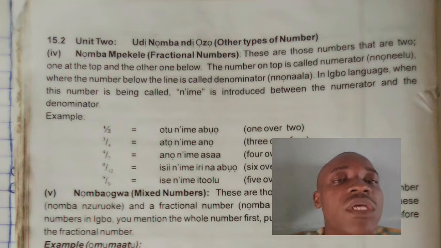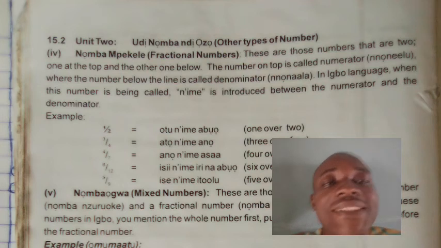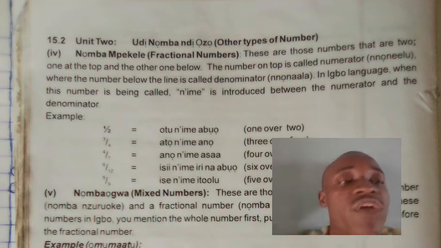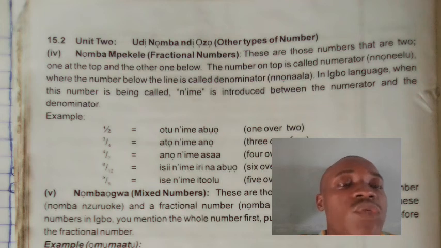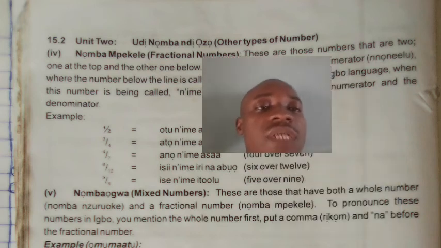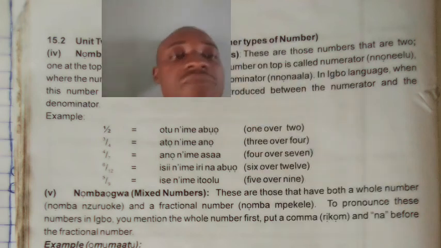In Igbo language, when this number is being called, nime is introduced between the numerator and the denominator. When you hear nime, it is trying to differentiate between, or introducing to you, the numerator and the denominator. So that is what they are trying to tell you, that nime there.